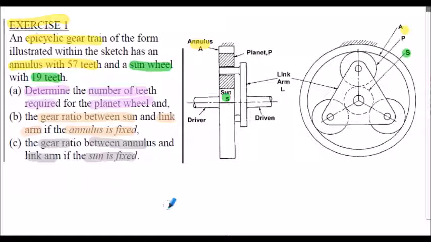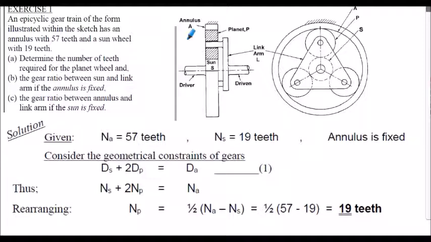Okay, let's start looking at the geometry then. Reading from the question, we know that the annulus has 57 teeth, so we just take information from the question here. We know that the sun wheel has 19 teeth. And we need to be careful that the annulus is going to be fixed in our first analysis.